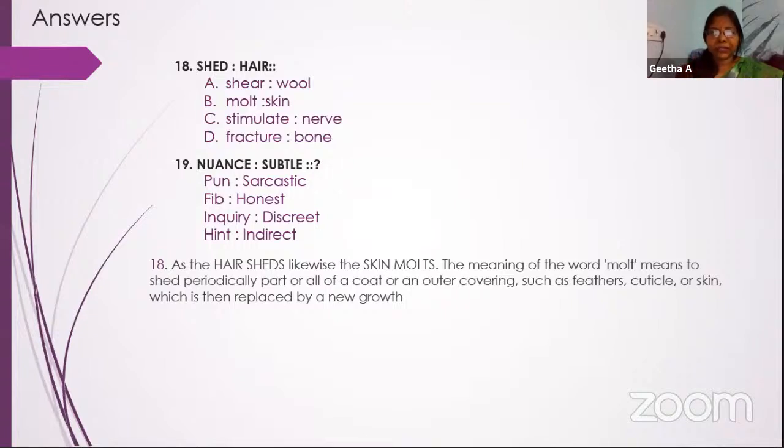So hair sheds. Likewise, the skin also molts. Molts meaning to shed periodically, coming out on its own, right? That is of the outer covering, so feather, cuticle, or skin, all that. Then it is replaced by a new growth. That is what molt is about. So that's the reason we go with molten skin and not shear and wool.